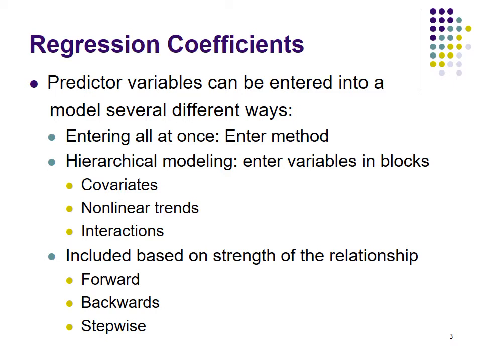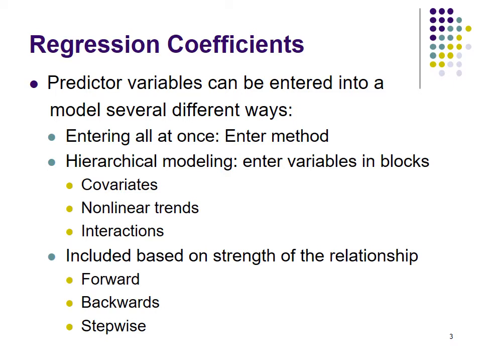We hope to have enough information based on theory and what we're actually researching to be able to say, I first want to enter my variables as individual linear relationships. The second block I want to enter is covariates. I then want to examine nonlinear trends, and then here are the specific interactions I want to look for.